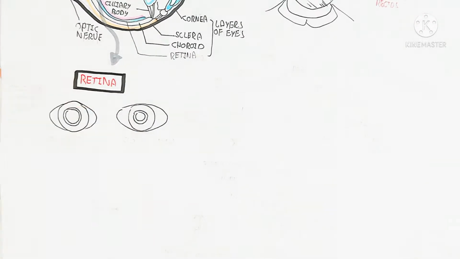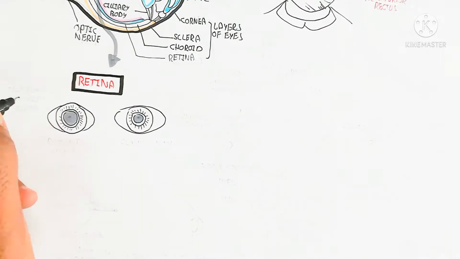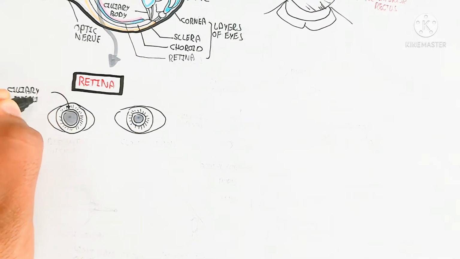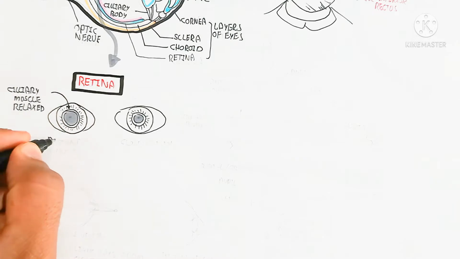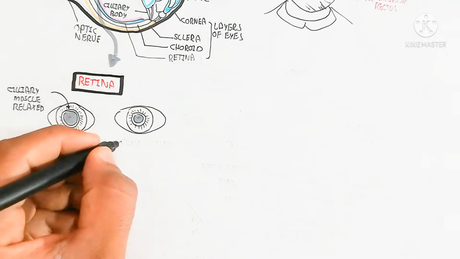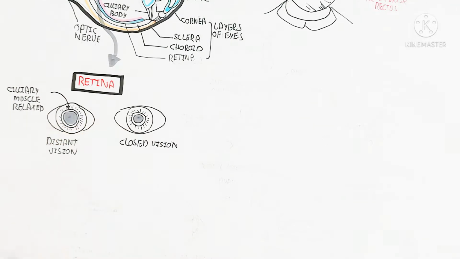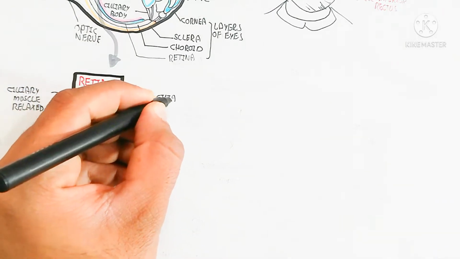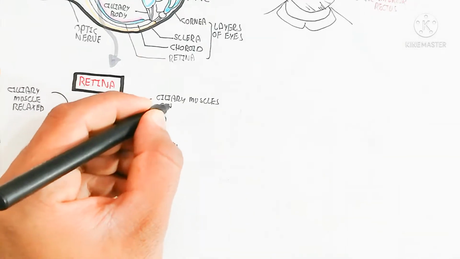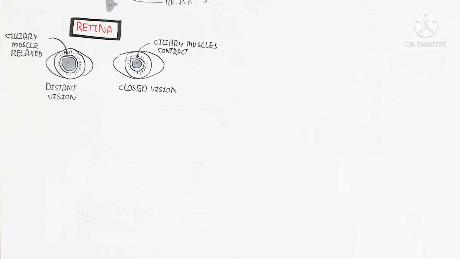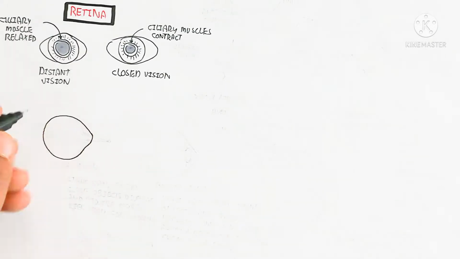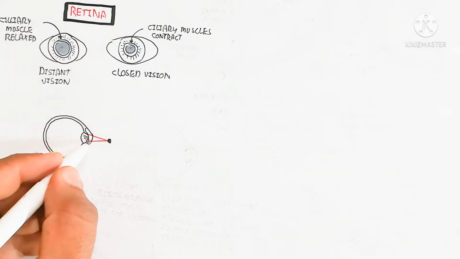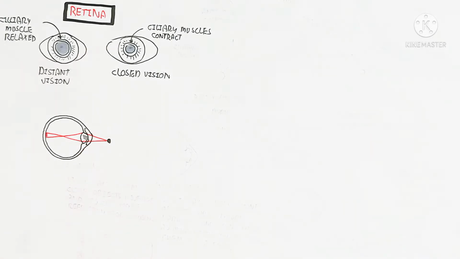So the ciliary muscle relaxes. When the ciliary muscle relaxes, the pupil will dilate and distant vision is detected due to more light absorption. While for close vision the ciliary muscle contracts, and in this way the pupil will constrict, the light accommodation will be less, and the vision is close.